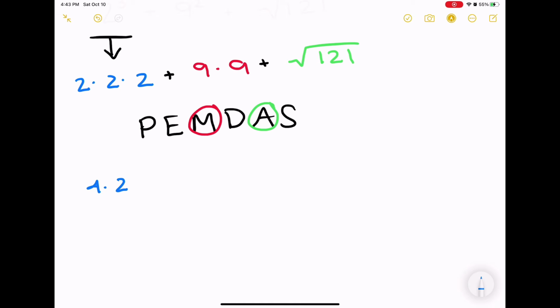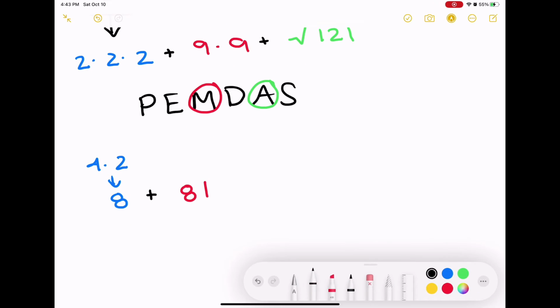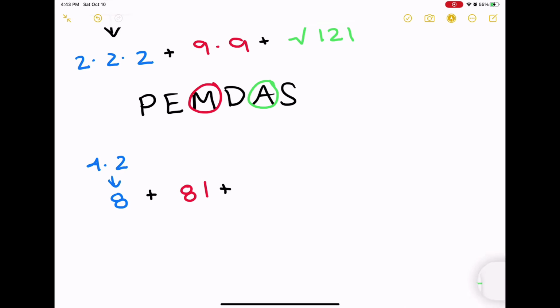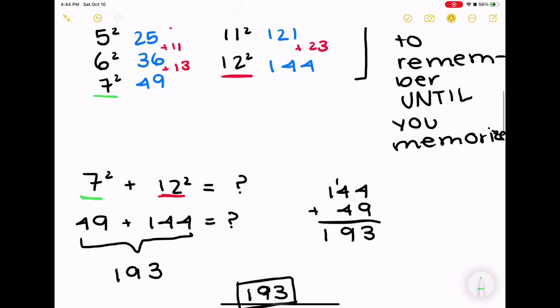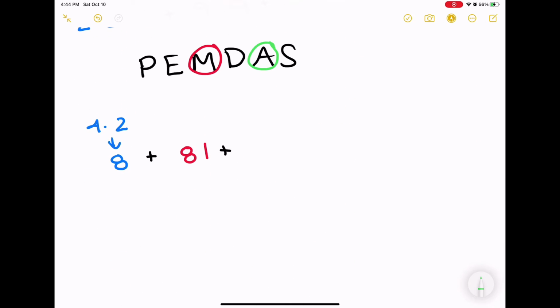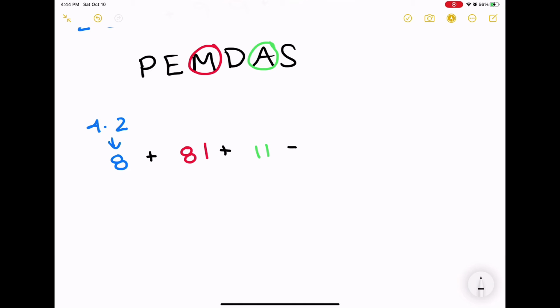So 4 times 2, because we simplified, that's equal to 8, plus 81, because if you look at the chart that we wrote before, 9 squared is equal to 81, and then plus 11, because 11 squared is equal to 121. Now, when we add that all, we get 89 plus 11, which will give us 100 as our answer.